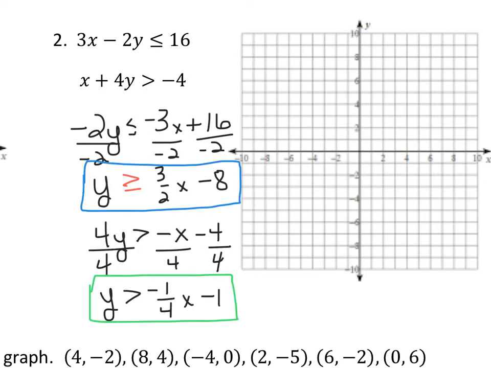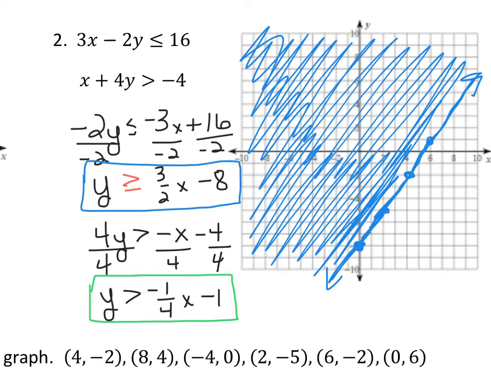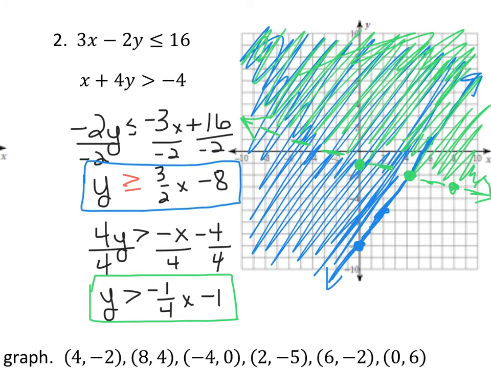Okay, so I'm going to graph this first inequality in blue and the second inequality in green. Alright, so I've graphed the line y is greater than or equal to 3/2 x minus 8, which is going to be a solid line, and I shaded above the line. Alright, so the green line, y is greater than -1/4 x minus 1, is a dashed line, and I'm shading above that as well.